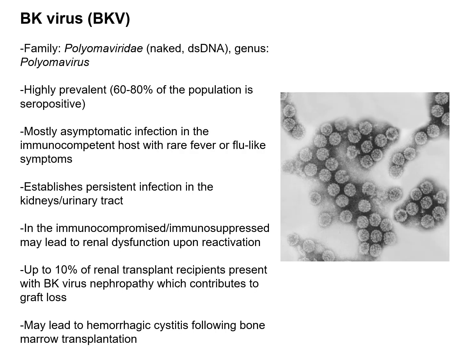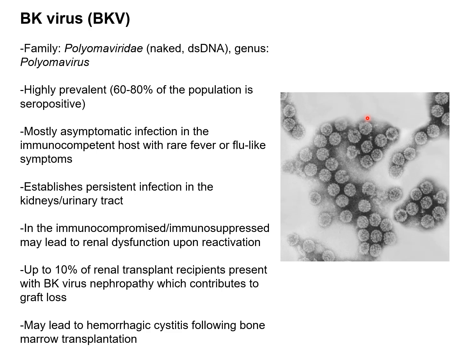So let's start with the BK virus. This is a polyoma virus. It is highly prevalent in the population. So about 60 to 80% of the population has already been exposed to this virus. This is an electron micrograph of the BK virus. So if you're an immunocompetent person, the infection is asymptomatic. However, you might rarely see fever or flu-like symptoms.